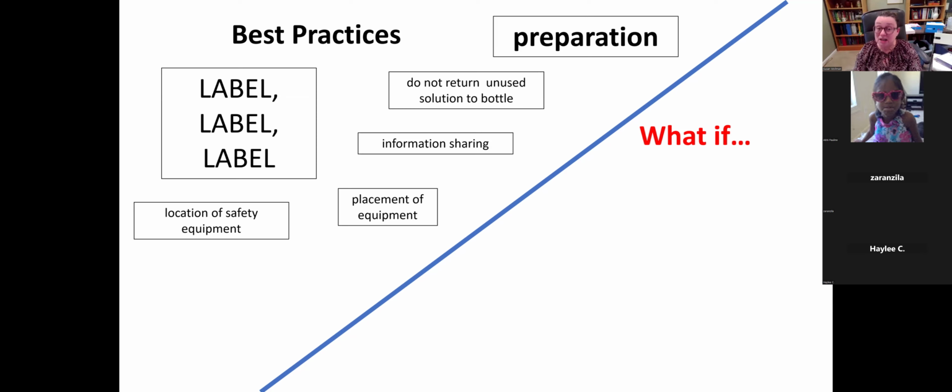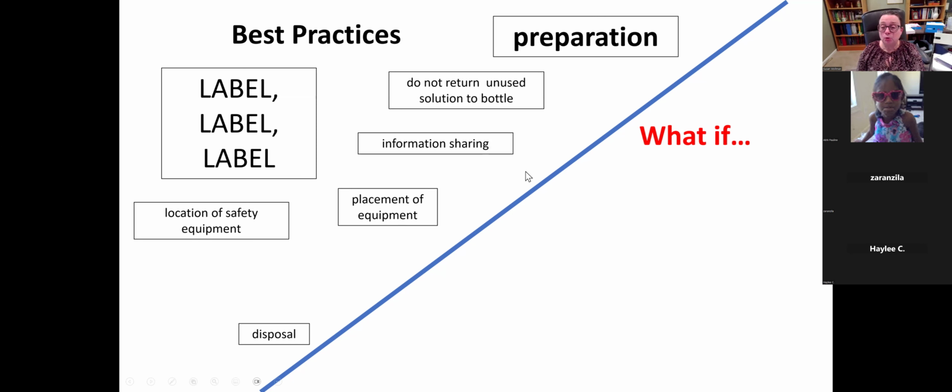So being prepared lets you know, well, hey, I really only need about 30 mils of this. I don't really need a huge bucket of it. I just need a little bit of it. So again, we want to use what we need for our experiment, but we don't want to be wasteful. We don't want to create a lot of extra waste. So be careful not to take more than you need. You can always go back and get more.